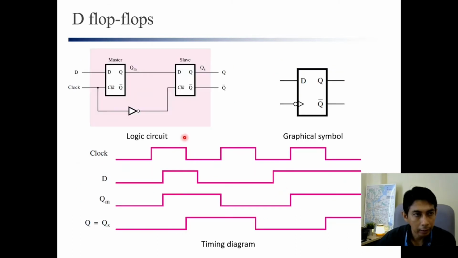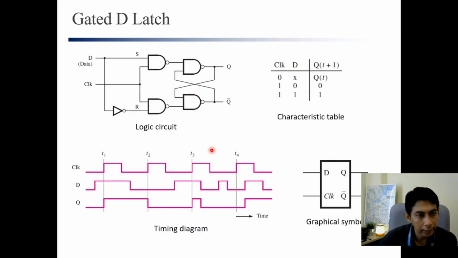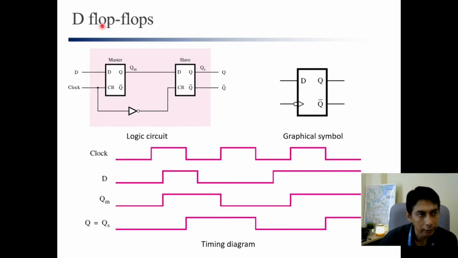And come to the next one, the flip-flops. So the latch is actually not very useful in digital systems, sometimes, especially in computers. The one that is very useful is the flip-flop, and of course the D flip-flops. Right. So the difference between flip-flop and latch is that flip-flop is edge sensitive, and latch is level sensitive.